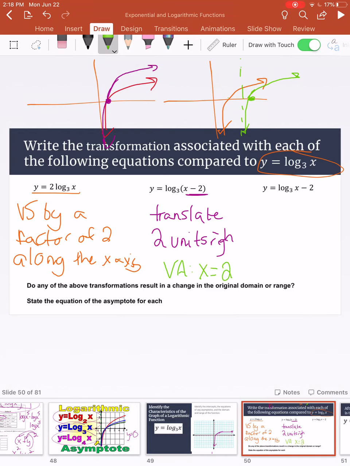Okay. All right, next question. It says log 3x minus 2. So this would be a translation, vertical translation. So it would translate 2 units down.